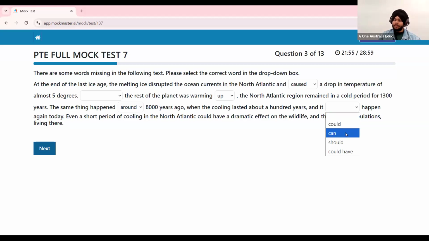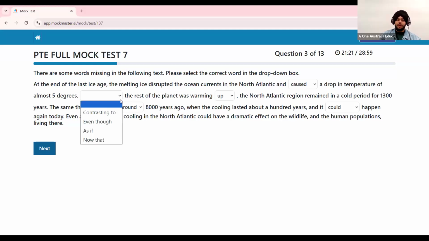And it can happen, it could happen, could have happened is not correct, should is not correct. Should means it should happen. So the same thing happened 8,000 years ago when the cooling lasted about 100 years, and it could happen today. Now, the reason I choose could is because in the next sentence it says could have a different. So that is how you can figure out the tone, one thing. Second thing, and it could happen again today would mean there is a possibility. Okay. Could is also a bit more formal tone.